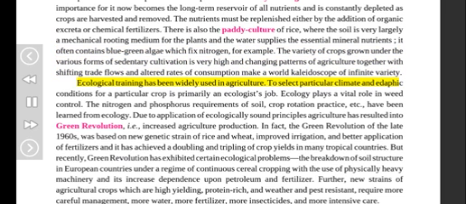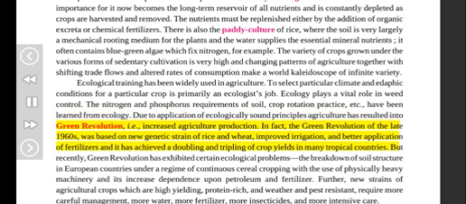Ecological training has been widely used in agriculture. To select particular climate and edaphic conditions for a particular crop is primarily an ecologist's job. Ecology plays a vital role in weed control. The nitrogen and phosphorus requirements of soil, crop rotation practice, etc., have been learned from ecology. Due to application of ecologically sound principles, agriculture has resulted in the Green Revolution, i.e., increased agricultural production.